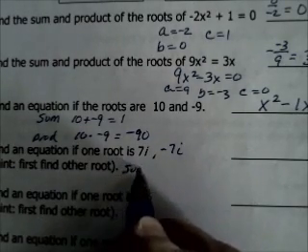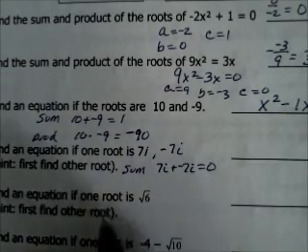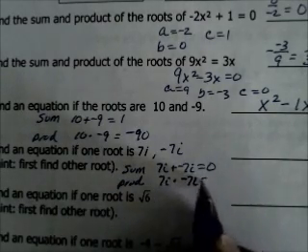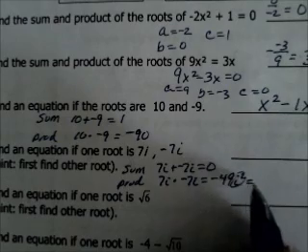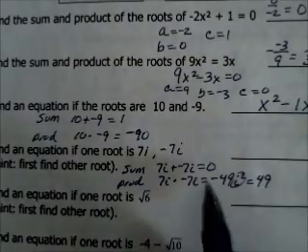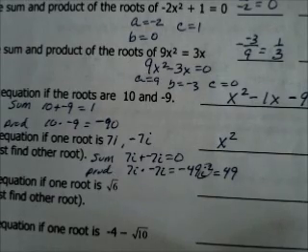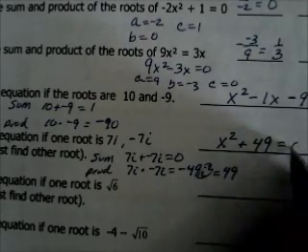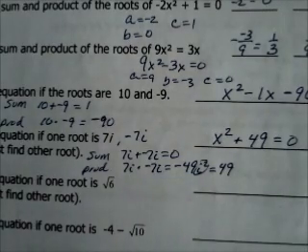What's the sum of these two? We'll add them. 7i plus negative 7i is 0. And what's the product? Multiply them. What is 7i times negative 7i? That would be negative 49i squared. And remember, i squared is equivalent to negative 1, so negative 49 times negative 1 is a positive 49. So we have a sum of 0. So this would be x squared minus 0x, plus our product of 49. So x squared plus 49 equals 0 is an equation.